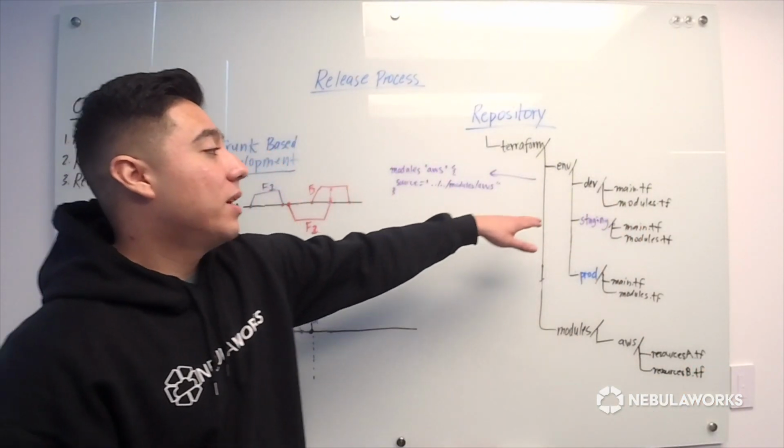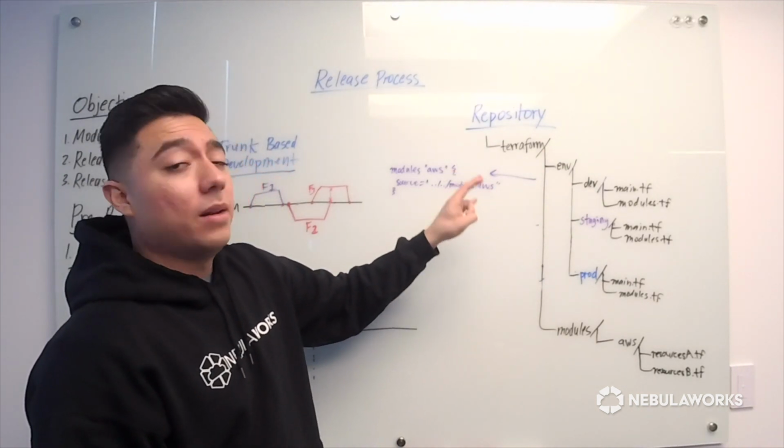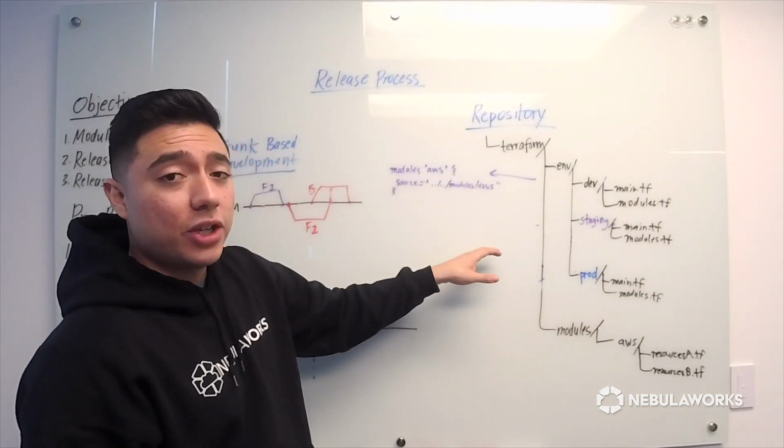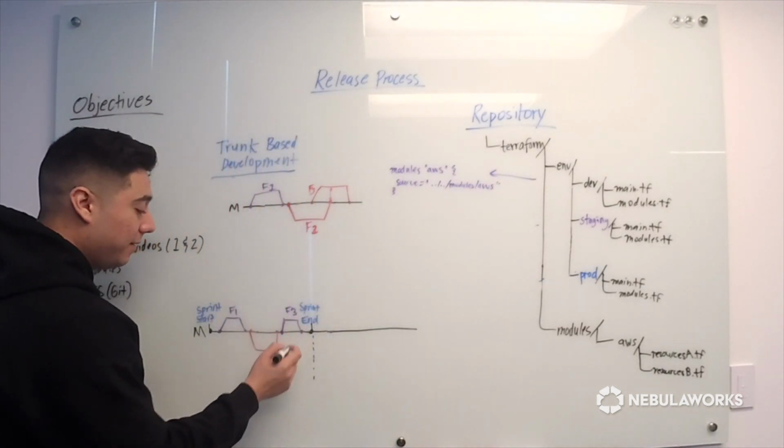And again, I repeat the same process in my dev environment. So what I'm going to do is run a Terraform init, plan and apply, and test out the changes. If everything works as expected, then I merge feature 3 back in.